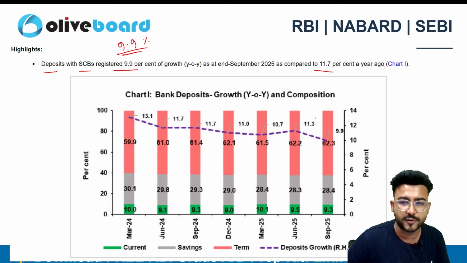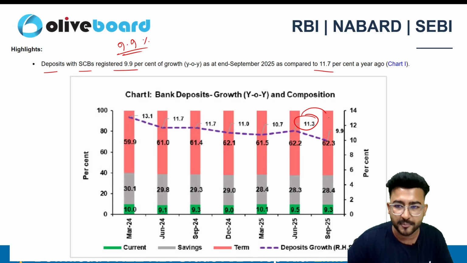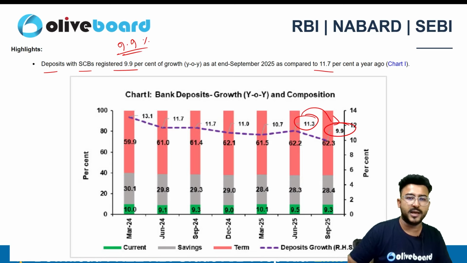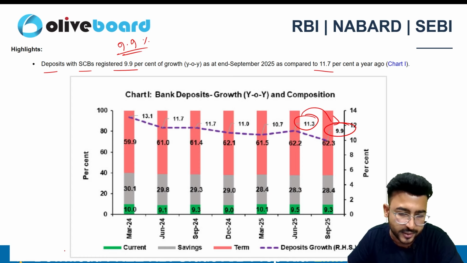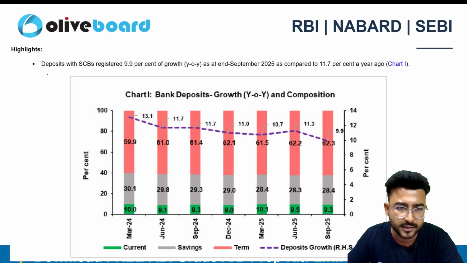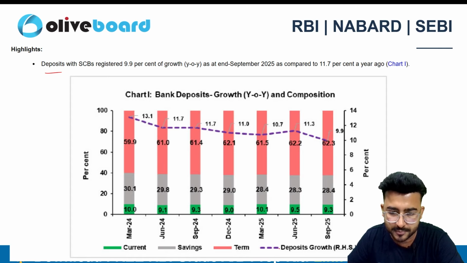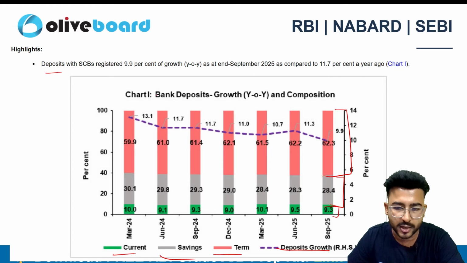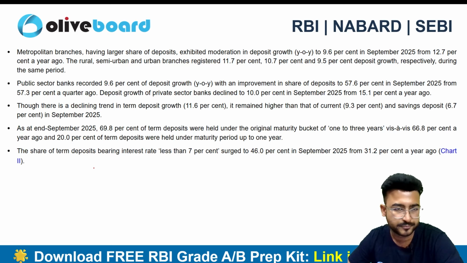And if I try to compare it with the previous quarter, again there is a decline. Earlier we saw 11.3% and now it is just 9.9%, right? So this is the deposit growth. If I talk about term deposit, you can see the term deposit trend, the savings account trend, and the current account trend also. There is a slight decline only in these trends. Broadly, where has the decline come from? The decline is driven by the term deposit data, right?